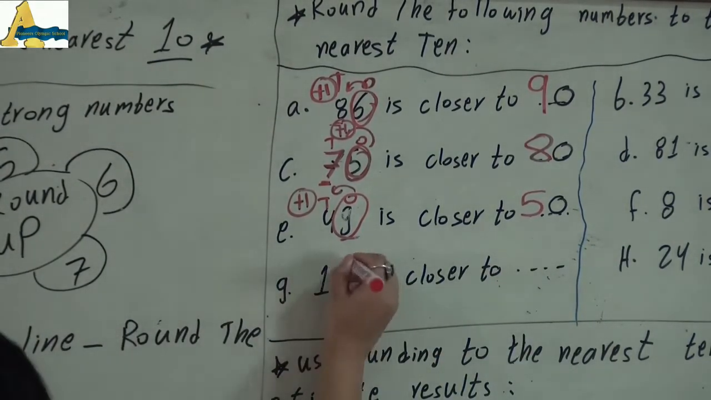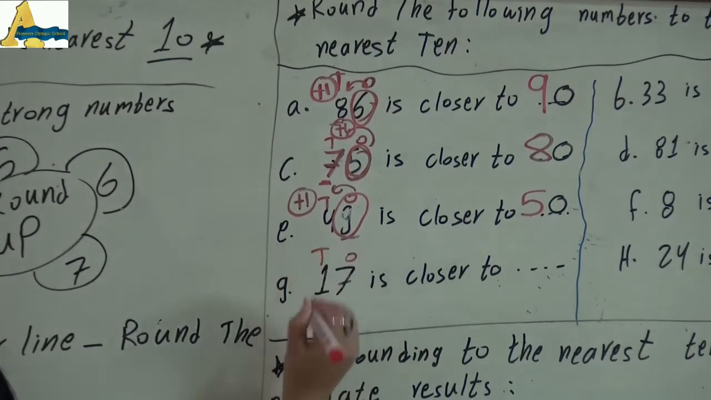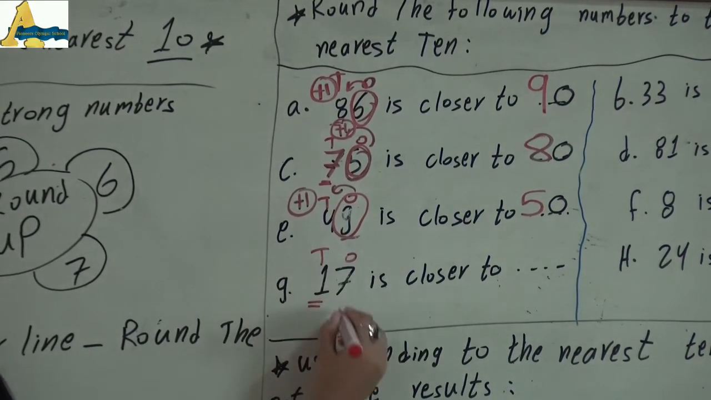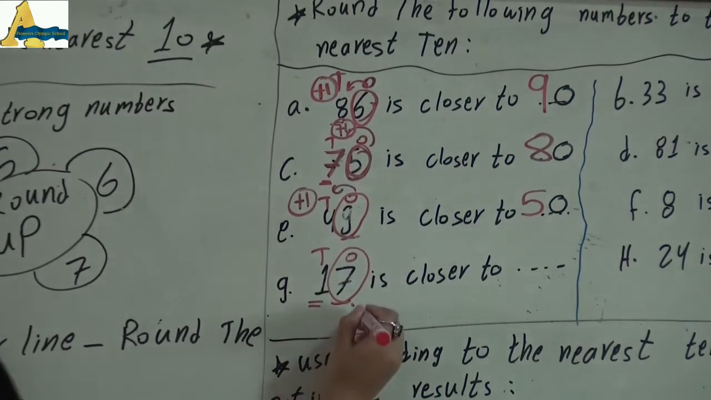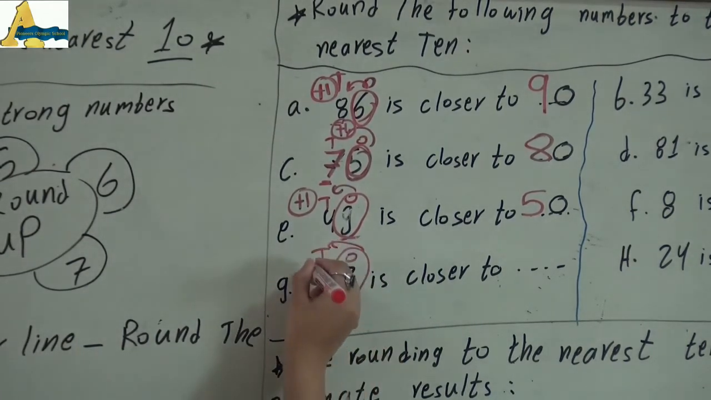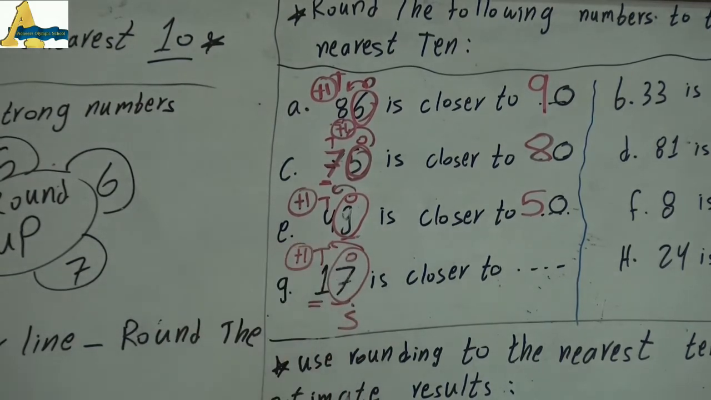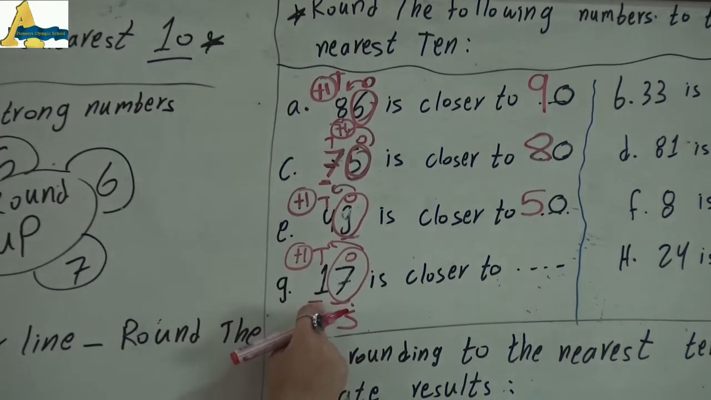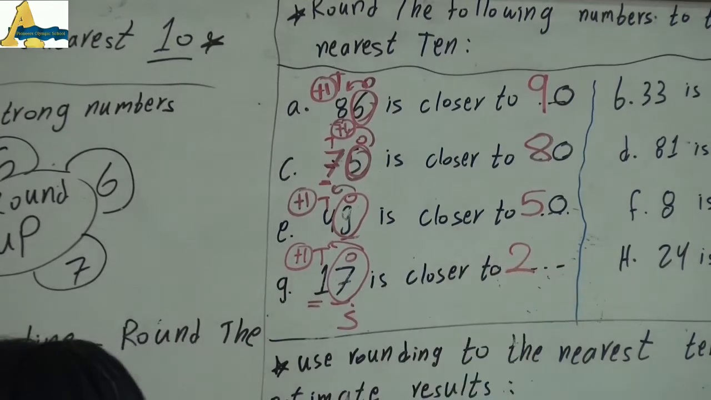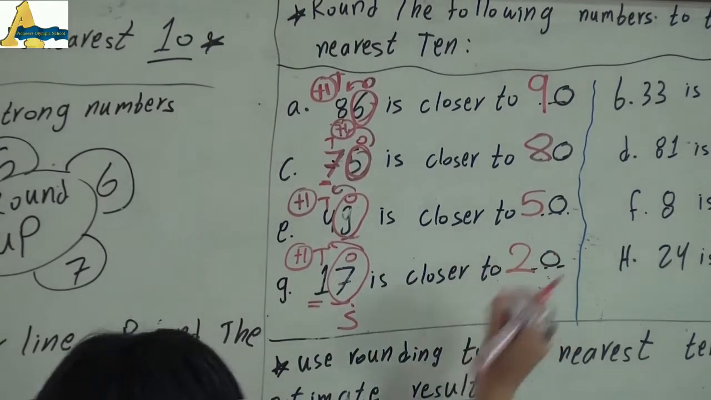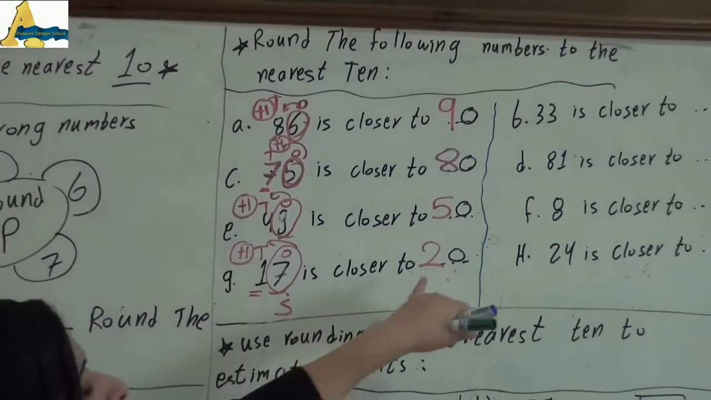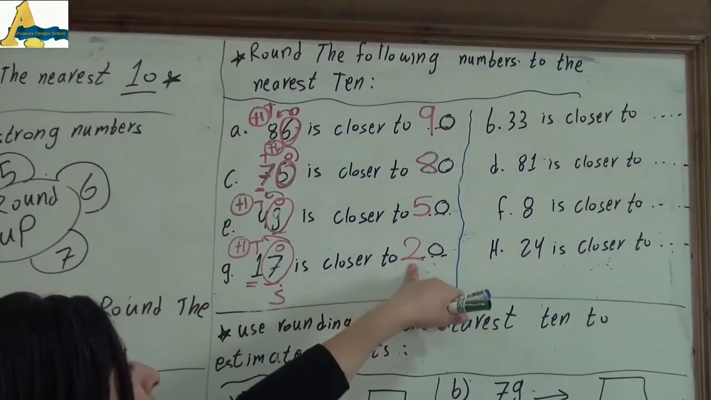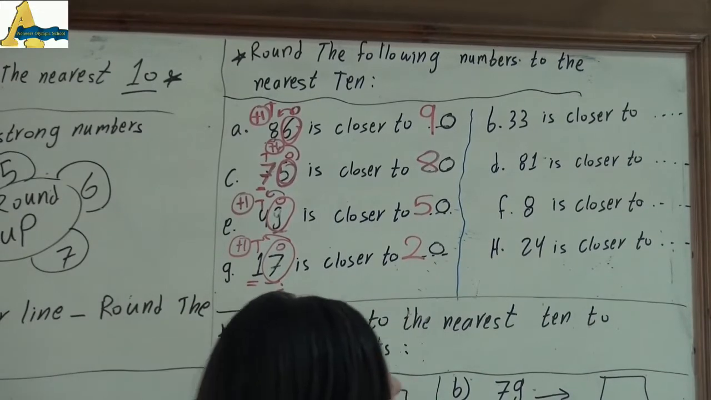17. Ones and tens. The number just before the tens is 7. 7 is also strong. This means it will give the tens 1 more. If I give the 1 one more, it will be 2. And the ones will change into 0. So this means 17 is closer to 20. It rounds up into 20.